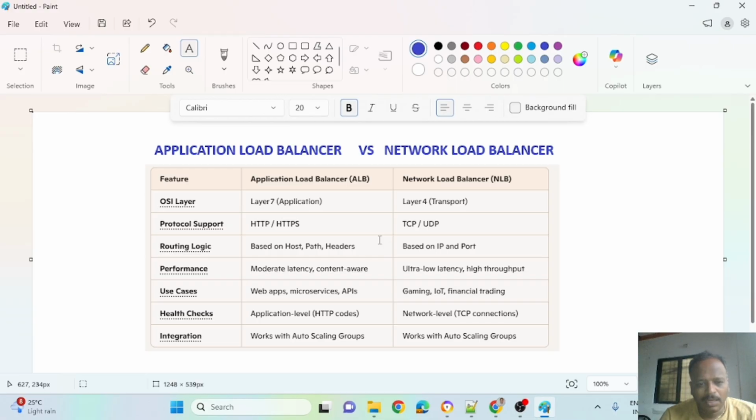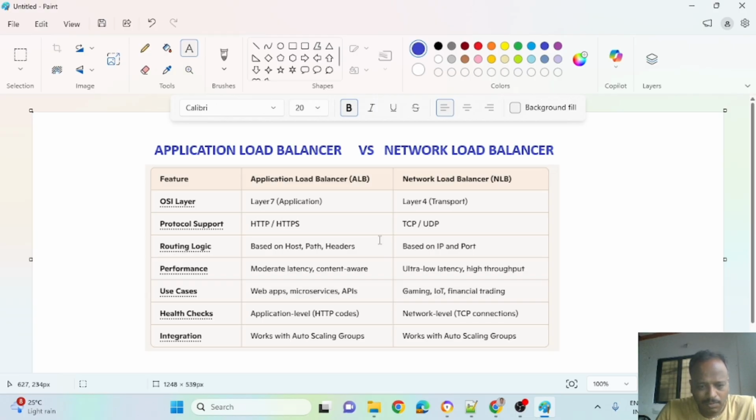Coming to performance, application load balancer performance and latency are moderate, but the network load balancer has ultra low latency and handles millions of requests per second. Use cases: the application load balancer is used for web applications, microservices and APIs. The network load balancer is used for gaming, IoT and financial trading. Coming to health checks, at the application level it uses HTTP codes, and at the network level it uses TCP connections.